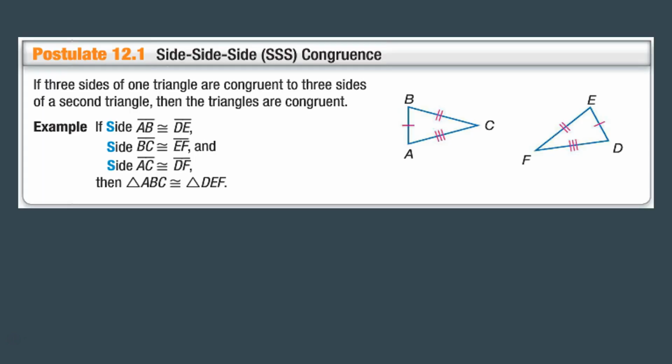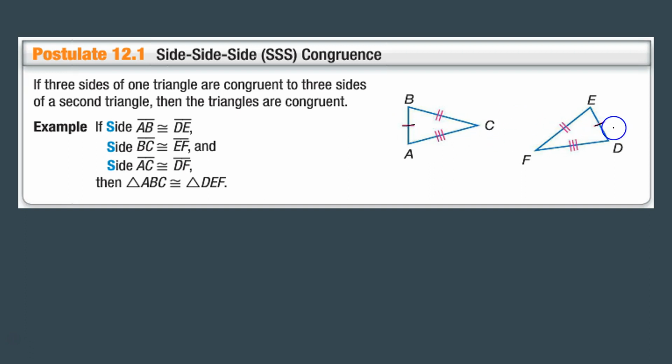Alright, so our first postulate is the side-side-side congruence, also known as SSS congruence. This is when if three sides of one triangle are congruent to three sides of the second triangle, then the triangles are congruent. As you see here, side AB is congruent to side DE. Notice they are marked only once in both triangles. So this one's marked once, and this side is marked once.